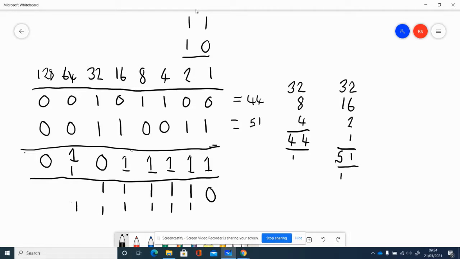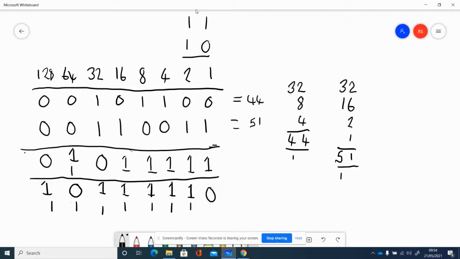And again. Now I've got 1 plus 1, which is 2. So that's 0 and carry 1. There's nothing in this column, so just the 1. So I'm going to end up with 1, 0, 1, 1, 1, 1, 1, 0. So that's adding together binary numbers.